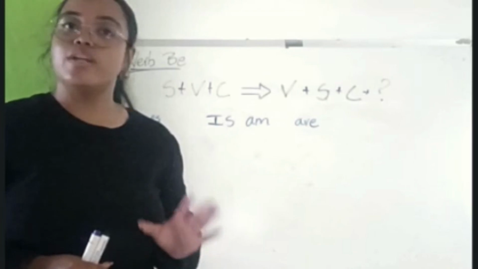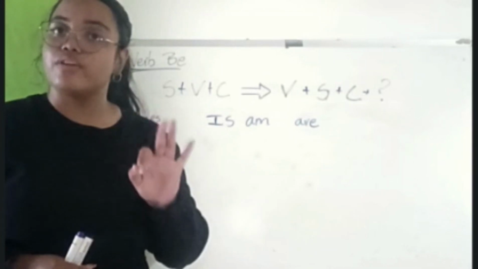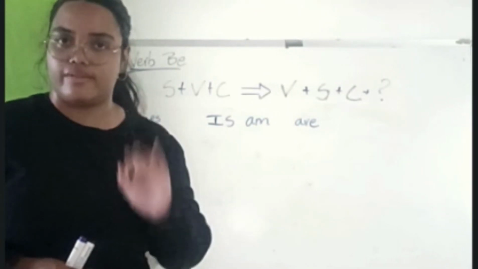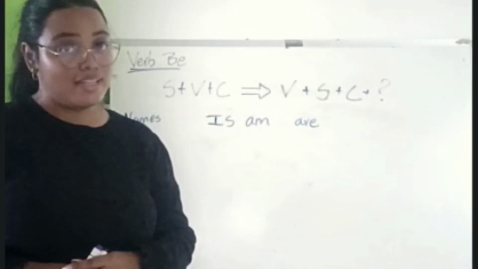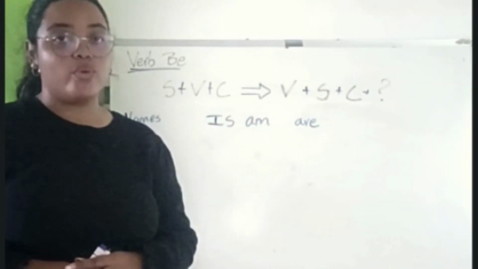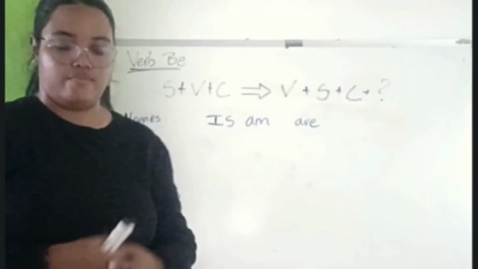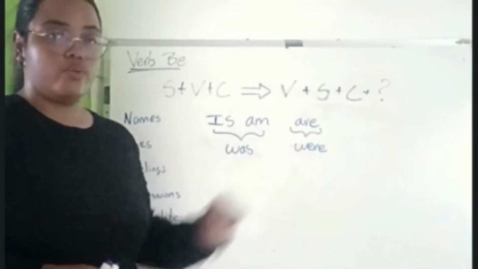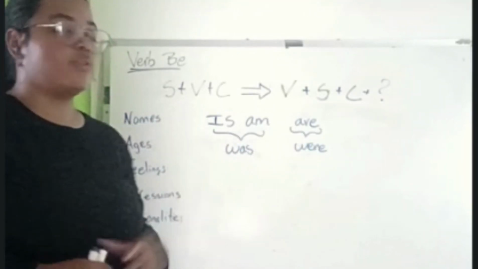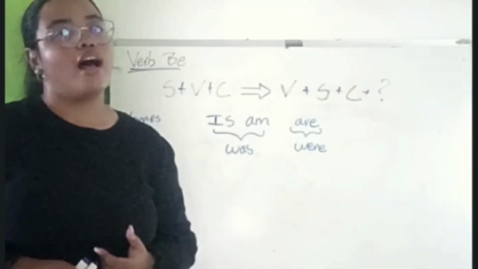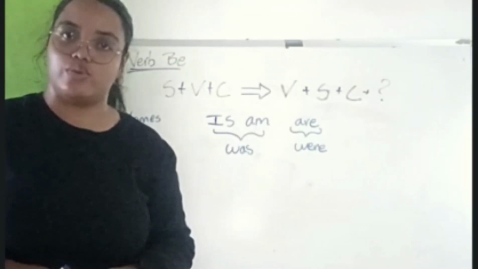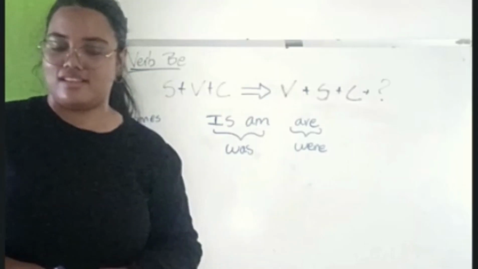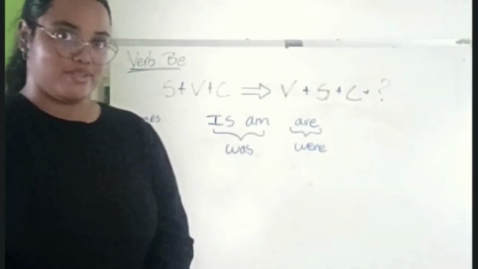Okay, so we know that in present there are three conjugated forms of the verb be. We have is, am, and are. In past tense, we only have two conjugated forms. We have was and were. We use was with the subjects that use is and am in the present tense, and we use were with the subjects that use are in the present tense. Now, let's see some examples.